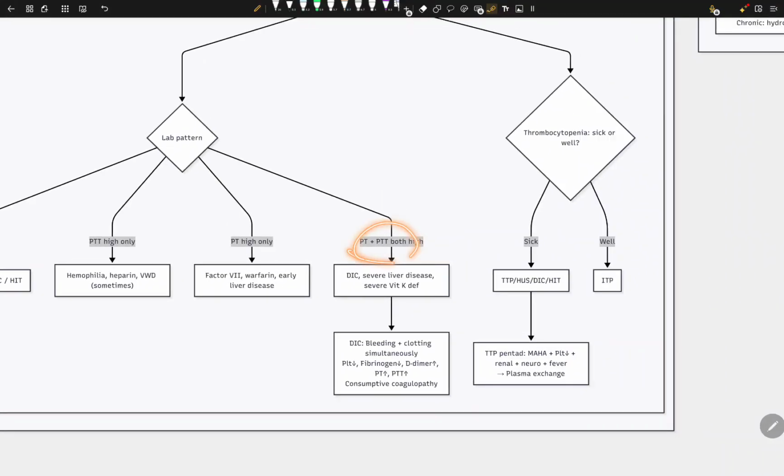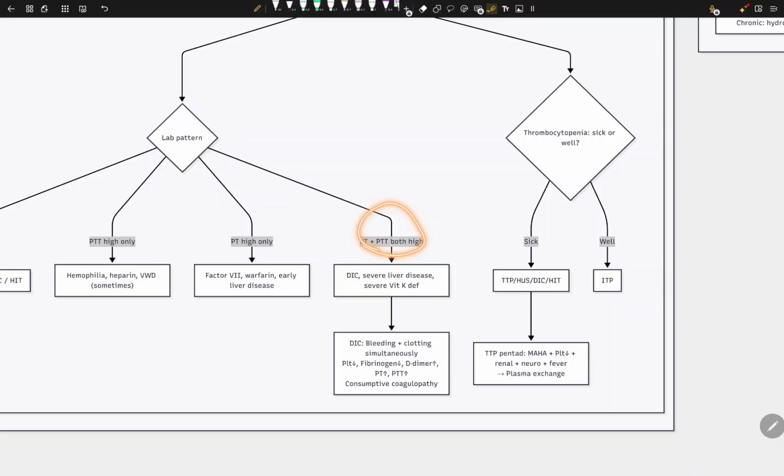If PT and PTT are both high, we have DIC because we have a mass consumption of clotting factors. We have severe liver disease because the factors are not being manufactured by the liver. We have severe vitamin K deficiency. Why? Because the patient is taking some sort of calcium bicarbonate, or something that is ruining vitamin K absorption from the stomach, and he's taking some sort of antibiotics that is ruining his intestine, because a lot of bacteria can also give us vitamin K as well, right?